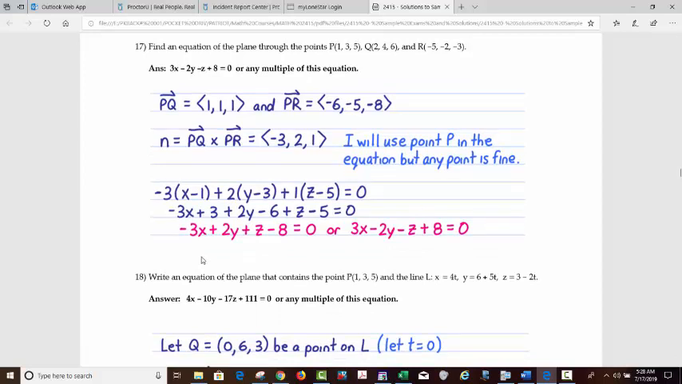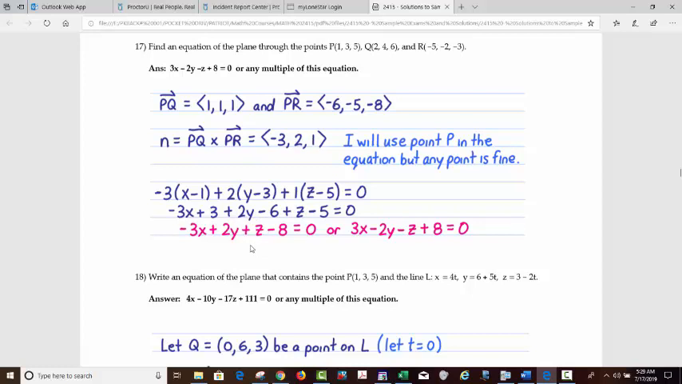Now, because all 3 of those points have to be on the plane, I can use any of those 3 points as the x1, y1, z1, any of them. I just said I chose P, but any one of them is fine. So here's your negative 3, here's your 2, here's your 1. And then I have x minus 1, y minus 3, and z minus 5, because I'm using the point 1, 3, 5. I distribute it out like so, easy enough. And then I have negative 8 here, so this time I left it, but I could have moved it over.